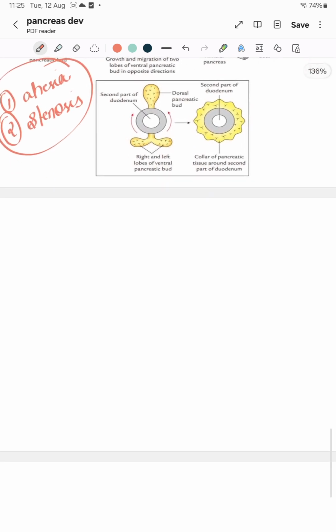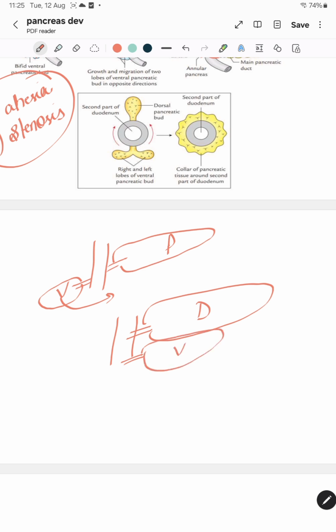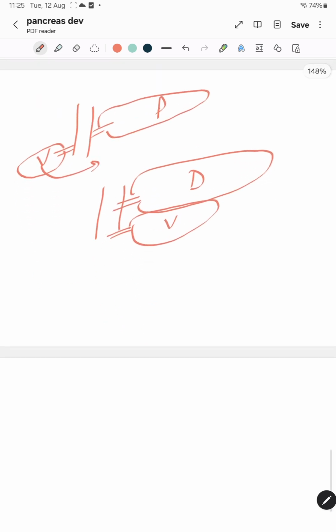So we'll summarize. We have a duodenum, a dorsal pancreatic bud and a ventral pancreatic bud. Then it will rotate, come closer, and on the inferior side they fuse. This is the uncinate process.